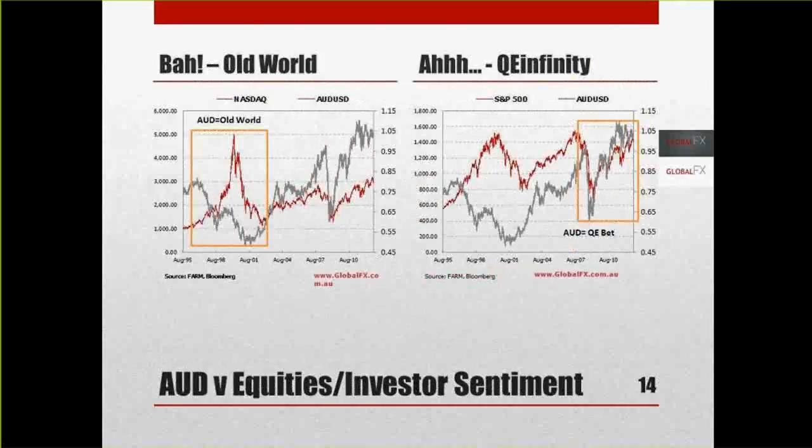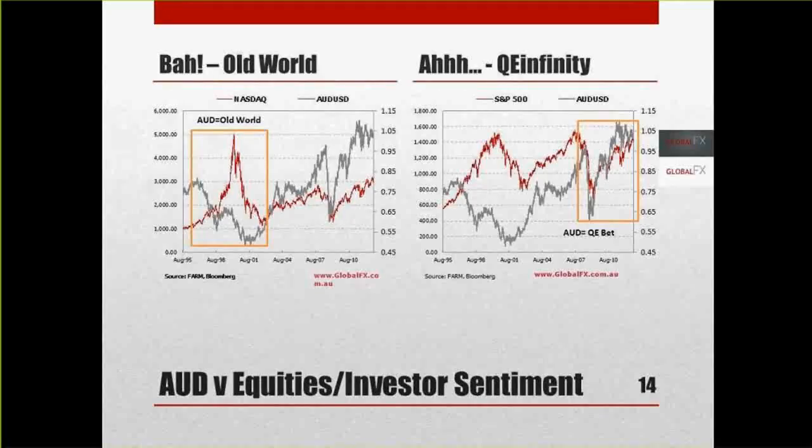But if we have a look at just a little bit more history, that old world that I talked about, that's the NASDAQ on the left-hand side. We were viewed as old world. You know, the NASDAQ rallied and then the NASDAQ sold off. We got the worst of the NASDAQ rally and then we got the worst of the NASDAQ sell-off. So we were old world and then we were a risk asset. That's the way the Aussie always used to travel.